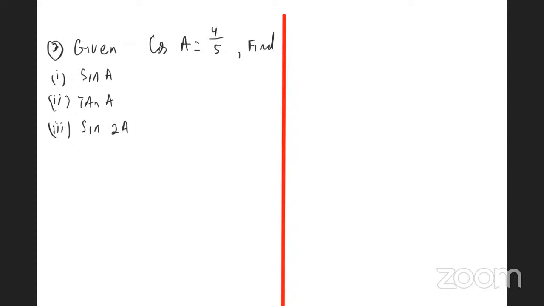All right, let's see what you have. So we could use the right angle triangle. Here's A, adjacent is 4, hypotenuse is 5. When you work it out using Pythagoras theorem, the opposite is 3.